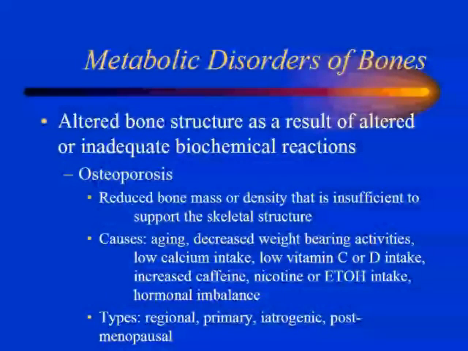Now, hormonal imbalances are either low estrogen or testosterone levels, or parathyroid problems, because that'll affect your calcium and your phosphorus. Cortisol, thyroid, and growth hormone have also been implicated as to possible causes. There are different types. Regional is where one segment of the appendicular skeleton has been affected. This is associated with disuse syndrome, immobilization, air suspension, or motor paralysis.